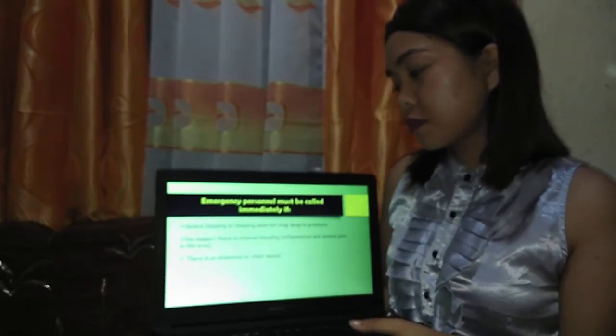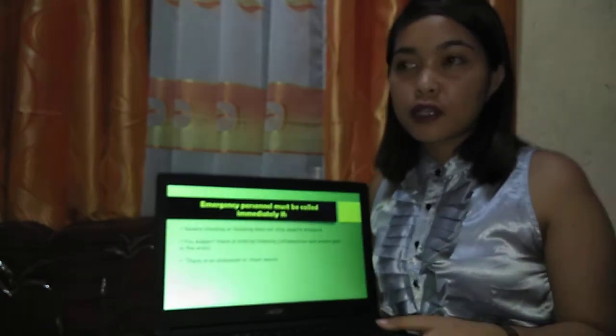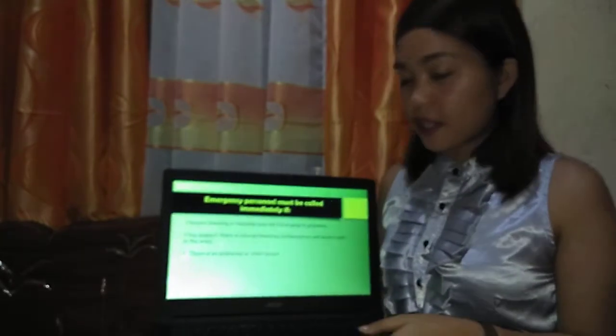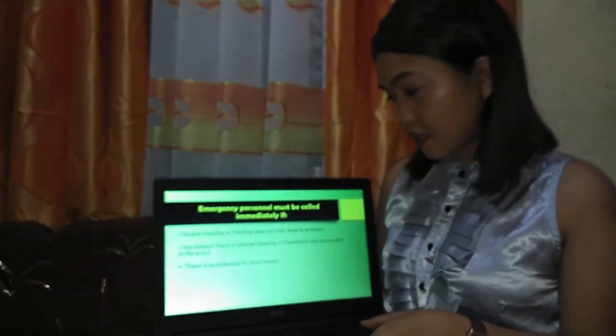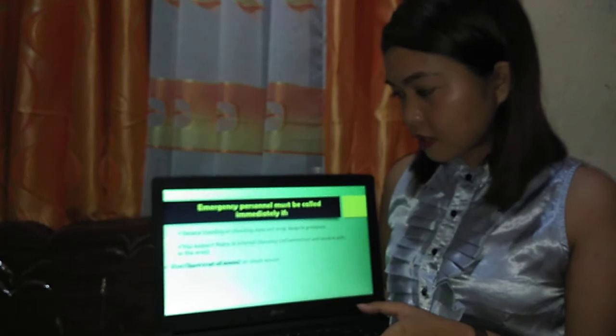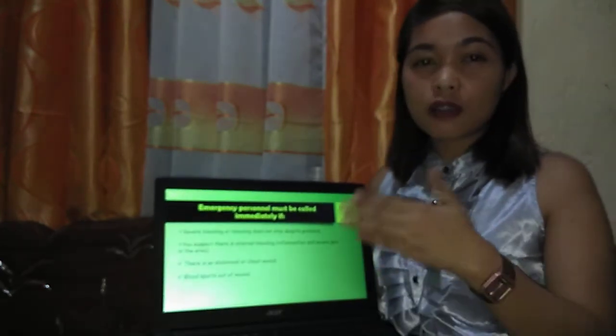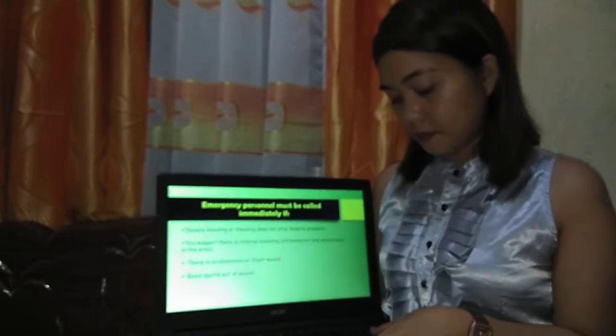There is an abdominal or chest wound. Meron ng pagdudugo sa bandang dibdib at saka sa bandang tiyan. Yan, kailangan na natin tumawag ng medical personnel. Number 4, blood spurts out of the wound. Yung sumisirit na yung dugo doon sa sugat.